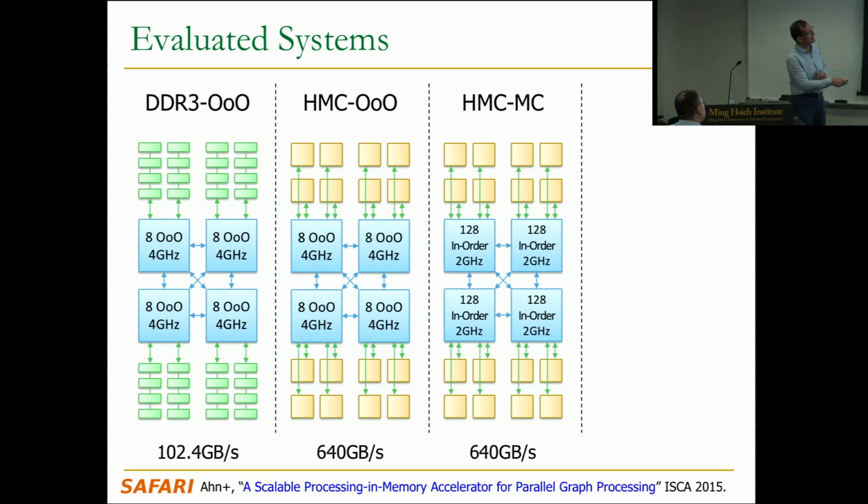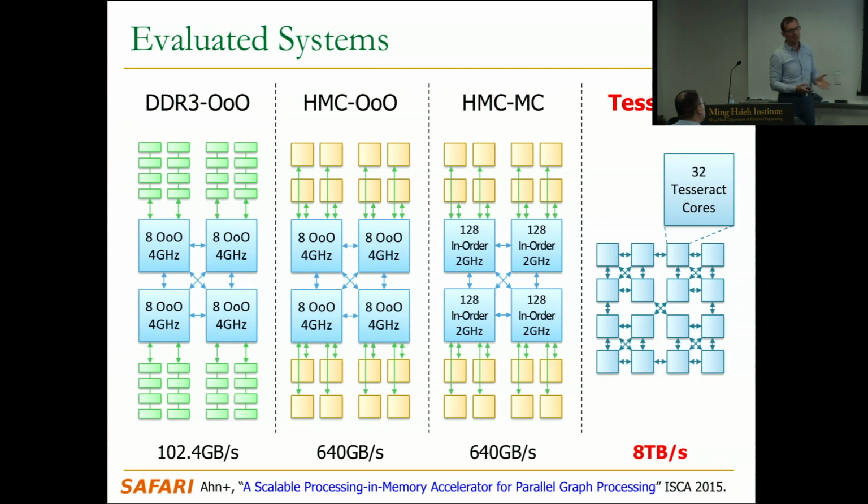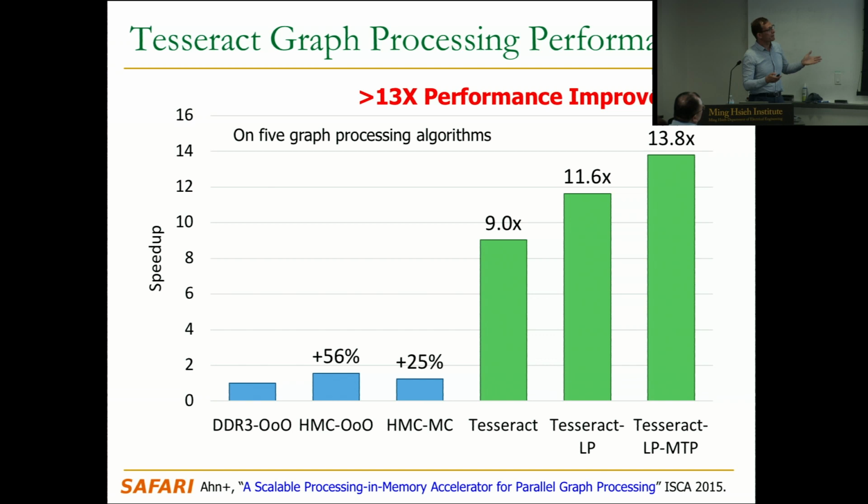And we also have another example over here. Because we cannot put complicated cores inside the logic layer because of thermal limits, we have in-order cores. So for comparison, we look at 512 in-order core-based system also. So if you look at Tesseract, it looks different because it doesn't have the processor-memory dichotomy, if you will. And it leads to 8 terabytes per second bandwidth exposed to the cores in aggregate to 512 cores over here. So the performance improvements that we get on 5 different graph processing algorithms on average are promising.